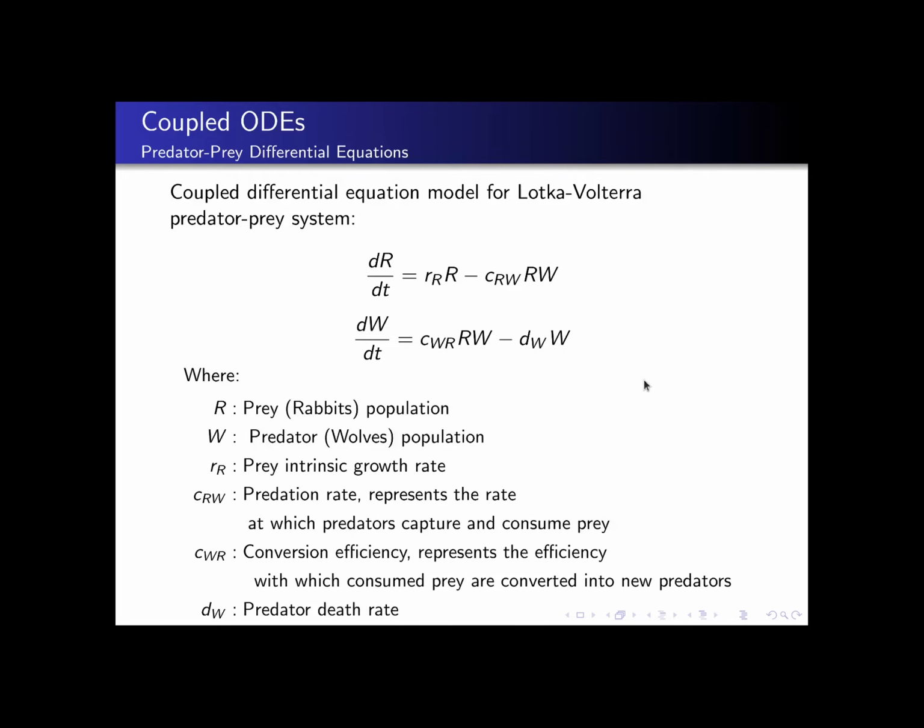So those coefficients are mentioned down here. You see CRW is the predation rate, which represents the rate at which predators capture and consume their prey. And then the conversion efficiency is the efficiency with which the consumed prey are converted into new predators. So they can reproduce if they're healthy and they have food to eat. And then the natural predator death rate is DW.